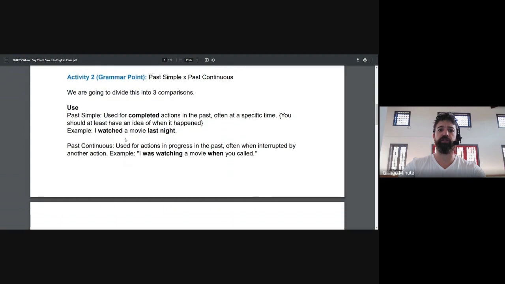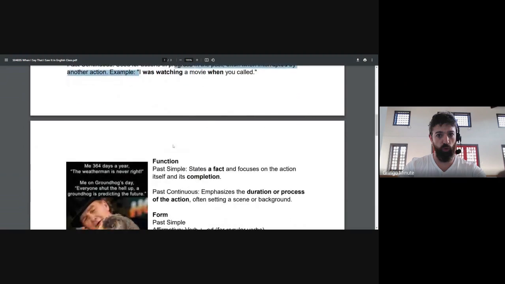The past continuous. Again, it is finished, but the attention of the person speaking and listening is in the middle of the action in progress in the past. I was watching a movie. They were playing soccer. And if I say, let me tell you a story. I was driving, and I kind of stop and go, and what? You wait for me to finish. So remember, it's about an action in progress in the past and often interrupted by another action. I was watching a movie when you called.